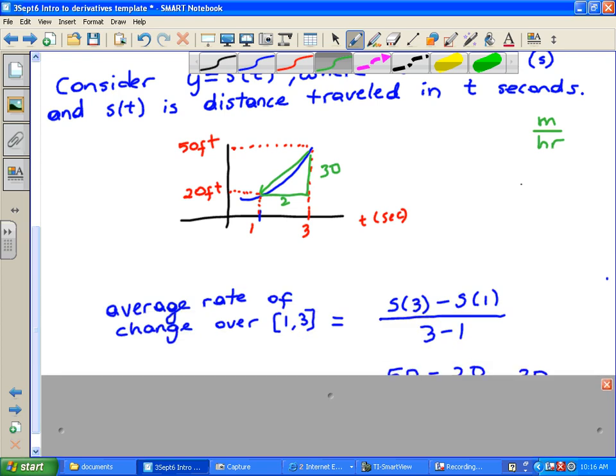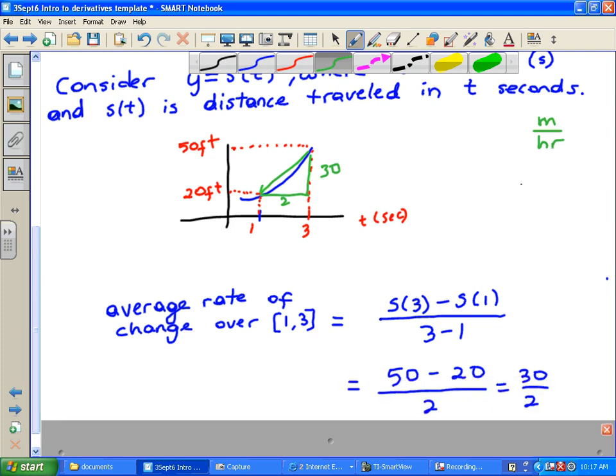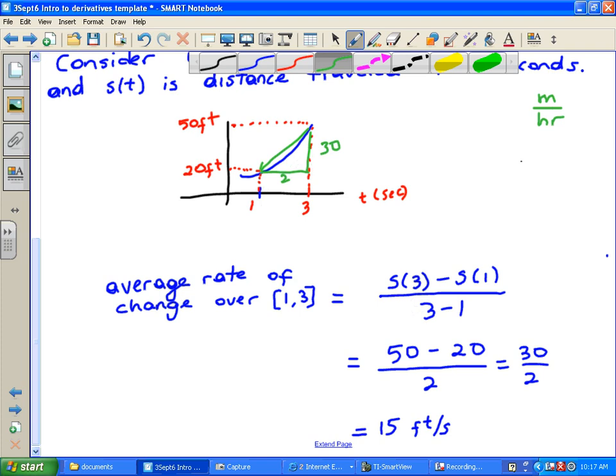So the average rate of change over the interval from 1 to 3 is rise over run, which can be represented as, since this is a function s of t, s of 3, that means the position at the third second, minus s of 1, the position at the first second, divided by the difference in time, which was 2 seconds. And that gives us 15 feet per second.